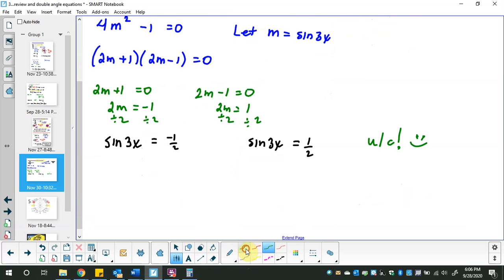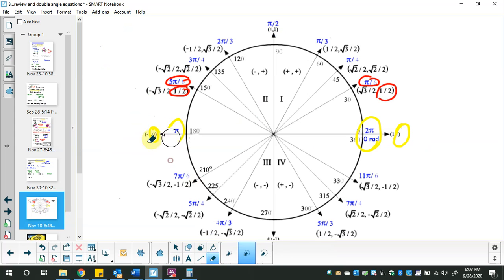That still doesn't mean you should get cocky. Let's list our 3x answers. So, we have to look for all the places where sine x, even though it's a 3, is equal to -1/2 or +1/2. We can do this search pretty much at the same time because the values are the same.